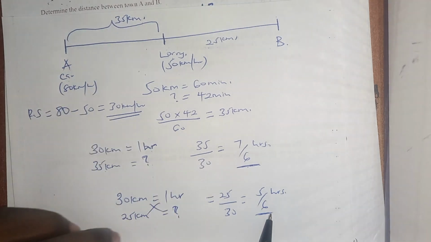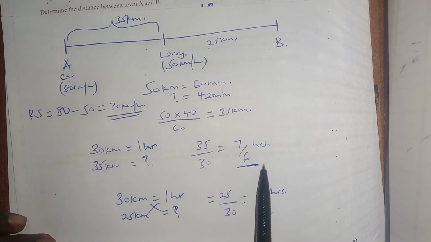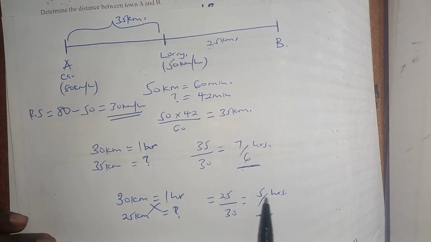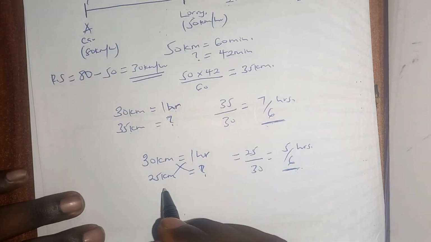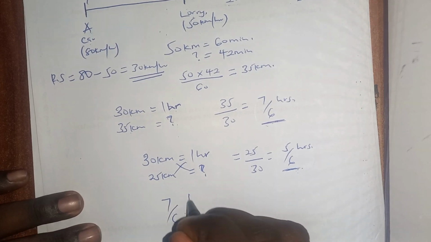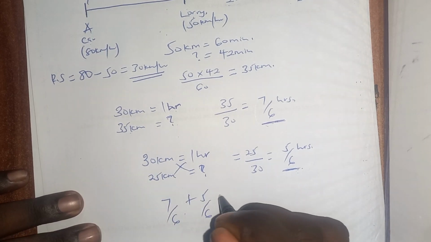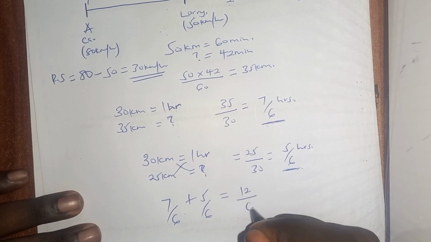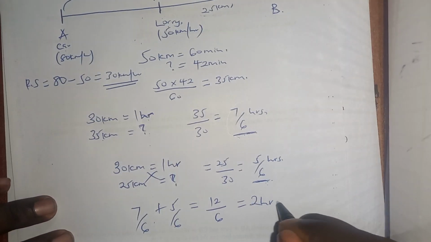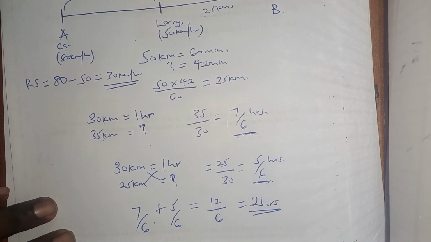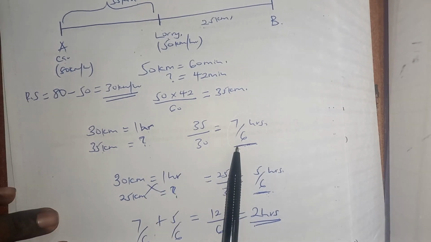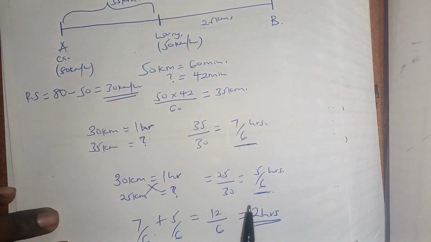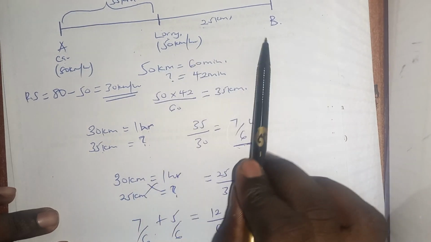Now we combine this. The time it took to get to the lorry and the time it took to leave the lorry with 25 kilometers is going to be a total of 7/6 plus 5/6. That's going to give us 12/6, which is 2 hours. So in the whole journey it took the car 7/6 hours to get to the lorry, and it took the car 5/6 hours to leave the lorry with 25 kilometers.